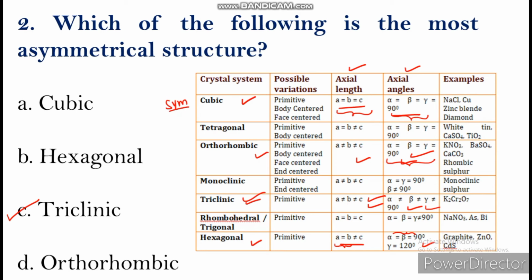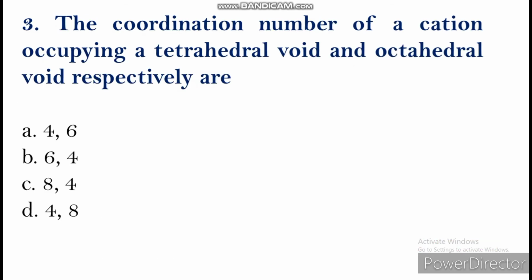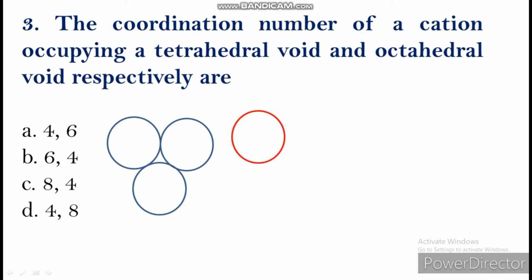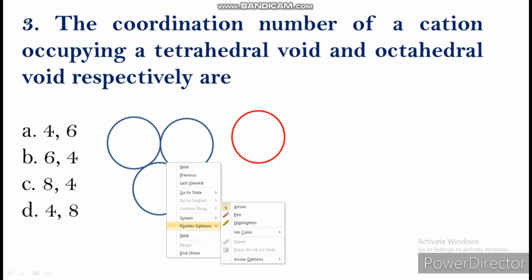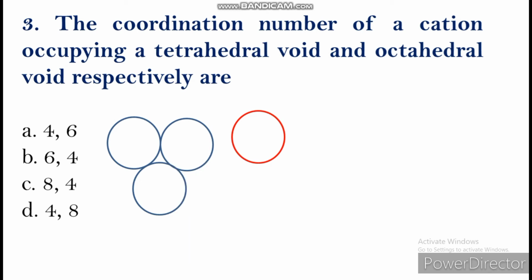Now let's see the third one. The coordination numbers of a cation occupying a tetrahedral void and an octahedral void respectively are? See how a tetrahedral void is formed. Let me consider a triangular void. On the triangular void, when one more atom comes and occupies, we get a tetrahedral void.